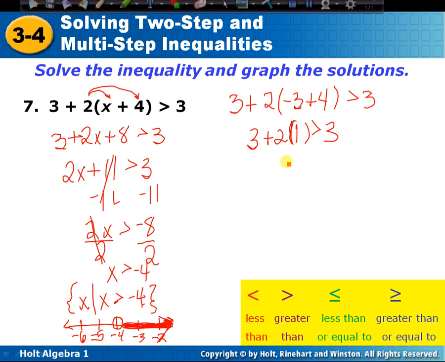So this 2 times 1 gives me 2, plus 3 is 5. 5 is greater than 3. That checks out. That's a true statement. So I know that I have solved, set, and graphed correctly. Make sure you have all that down before you move on.